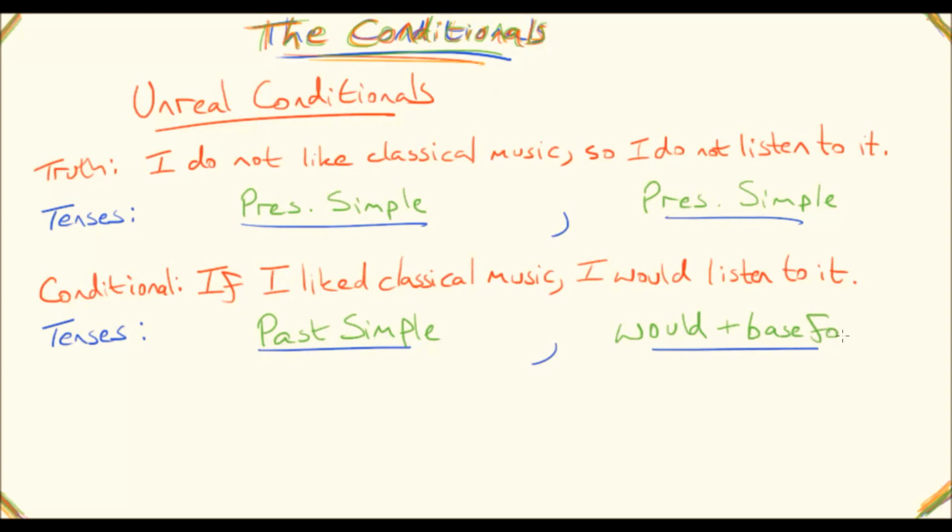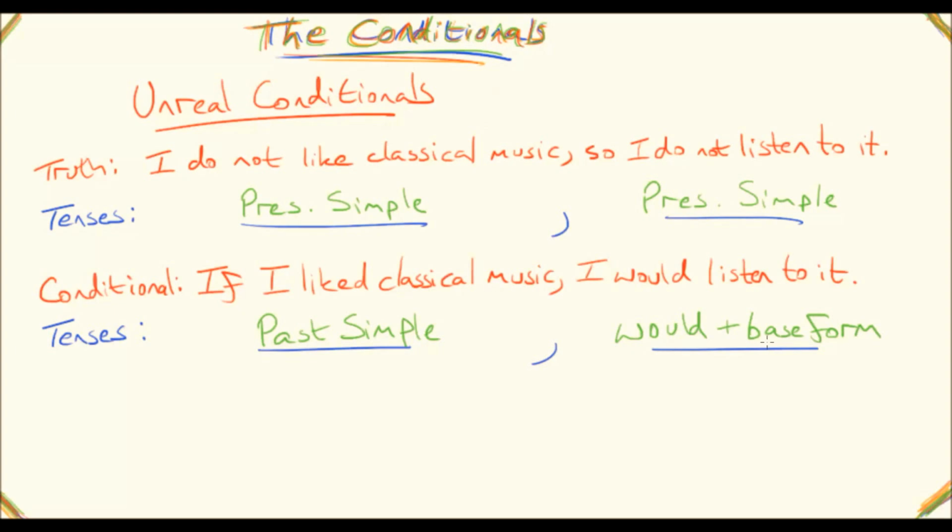It's rule number 1 that we saw in the previous lesson. Would plus a base form, and we're not using have to throw things into the past. It's just we're talking about now and always. So would plus the base form of the verb, the infinitive to listen, which is just listen. I would listen to it. So if I liked classical music, I would listen to it: past simple, plus comma, would plus base form. Do you see what's happened with the tense there?